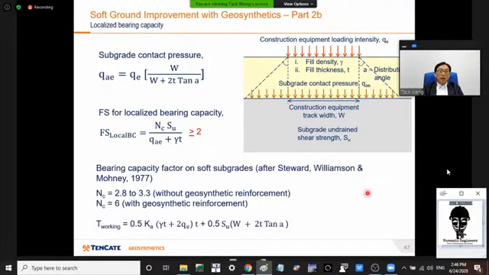Stewart, Williamson, and Money provide the recommendation that the bearing capacity factor when geosynthetic is not used in soft subgrades is as low as around 3, and when adequate reinforcement is provided, it can go up to 6. So you can quite clearly see the benefit of the reinforcement portion of the geotextile, and what tensile strength it needs to be able to carry.